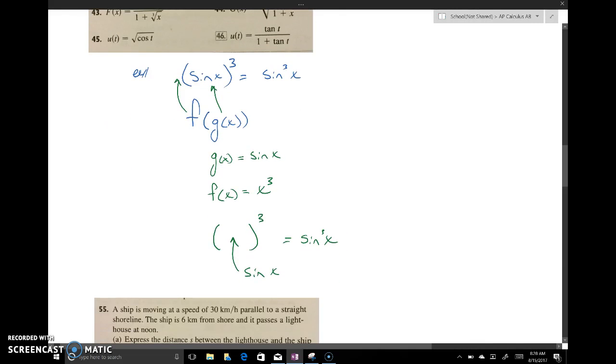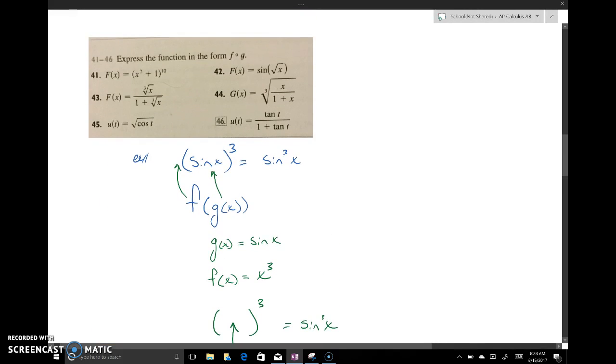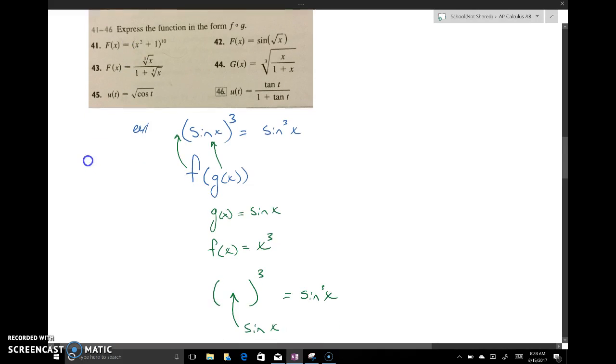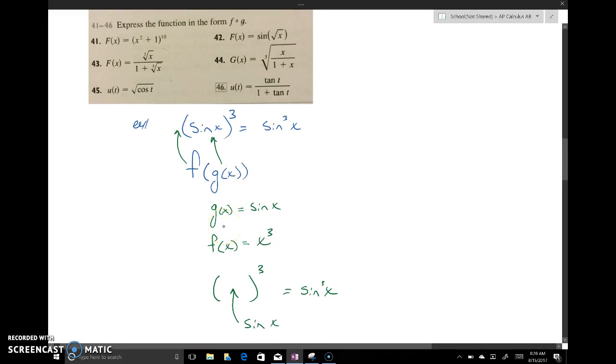Okay, so there's a quick review of composition of functions, and that's all they want you to do. They want you to take these functions and split them apart into f and g. So what's the outside function and what's the inside function?